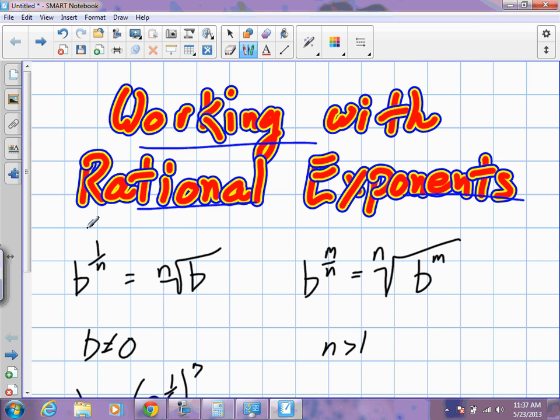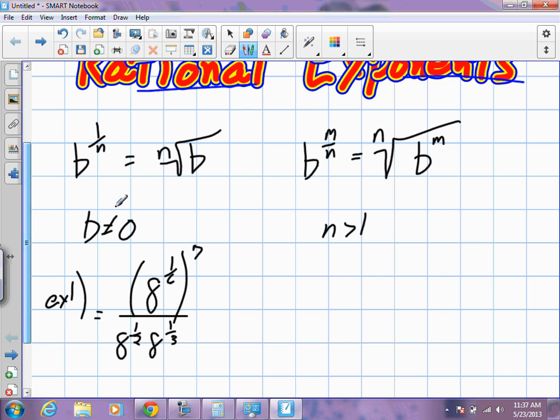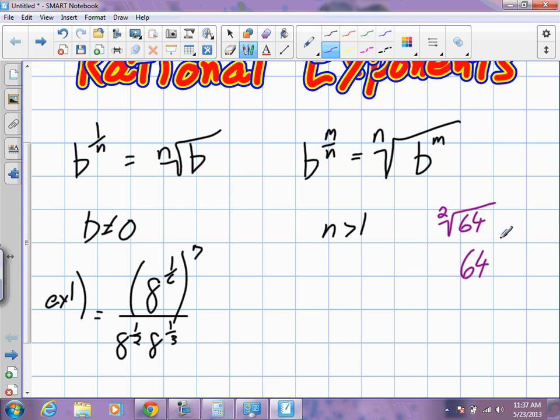Working with rational exponents. Okay, so a rational exponent is essentially a base that is to the power of a fraction. We can rewrite it by calling it the root of that number. So for instance, you guys are used to seeing the square root of something. So let's say we had the square root of 64. Technically they don't write a number there, but the number there is a 2. And that can be rewritten as 64 to the power of a half. So these are interchangeable with each other.